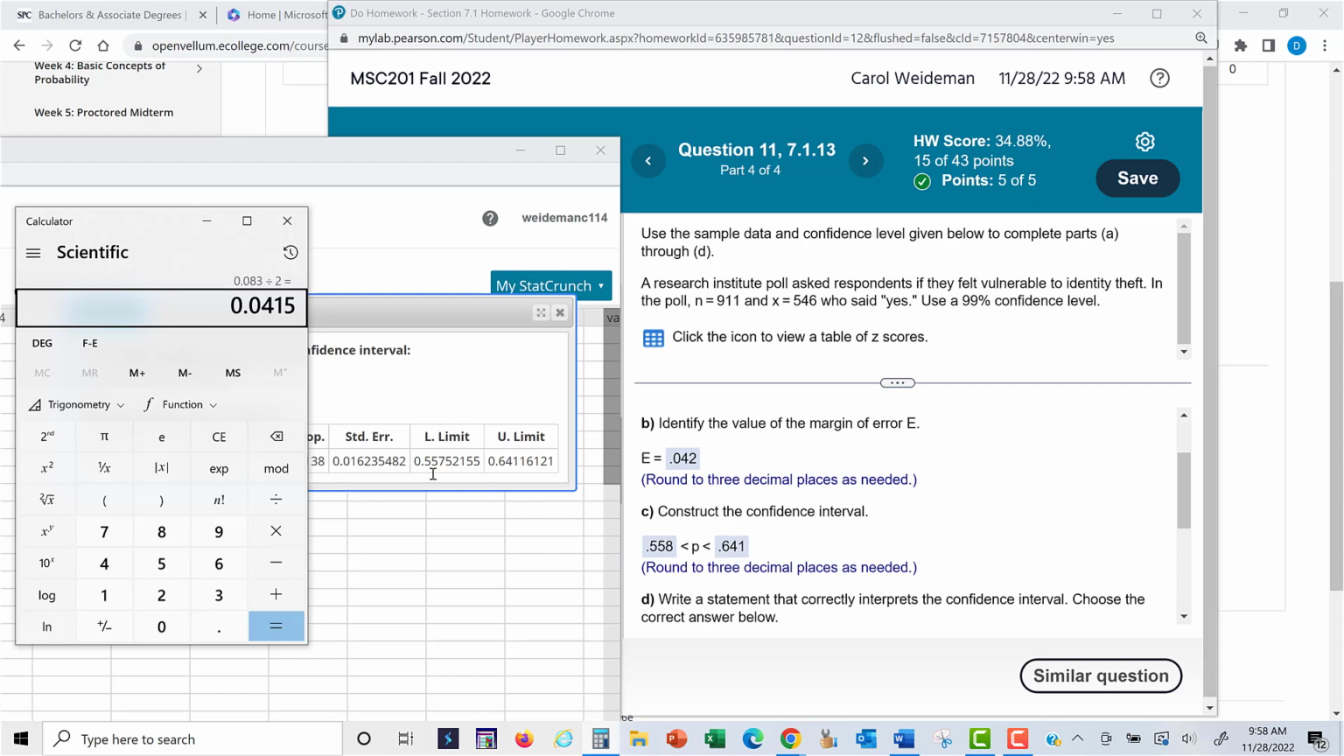Now the confidence interval, you're going to read right from the output. 0.558 is the lower bound, 0.641 is the upper bound. And then there's an interpretation question at the end, and I'll leave that for you to answer.